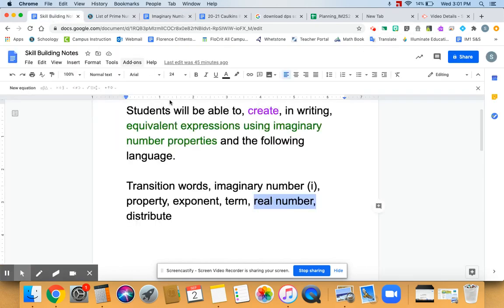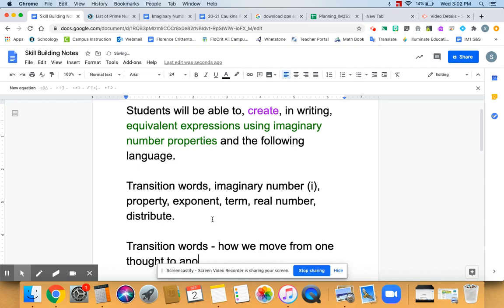So going back to our CLO, you're going to want to use transition words to explain to me what we did today. Try to give me a step-by-step guide. Transition words, here, let me explain it, are ways how we move from one thought to another.